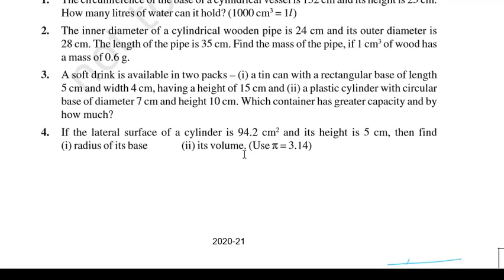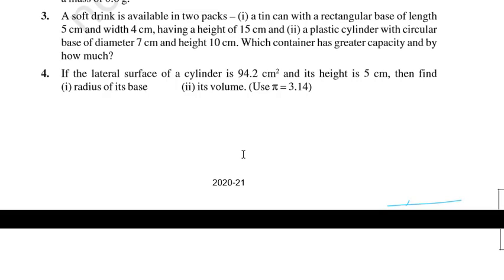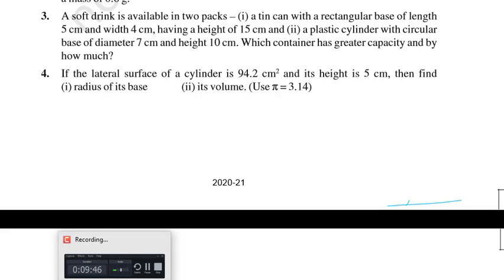Now let us move to the third question. A soft drink is available in 2 packs: a tin can with a rectangular base of length 5 cm and width of 4 cm, having a height of 15 cm, and a plastic cylinder with a circular base of diameter 7 cm and height 10 cm. Which container has the greater capacity and by how much? So a soft drink is available in the 2 packs, a tin can with a rectangular base, so we have one cuboidal shape and one cylindrical shape.